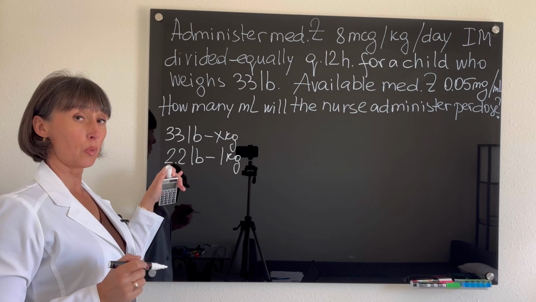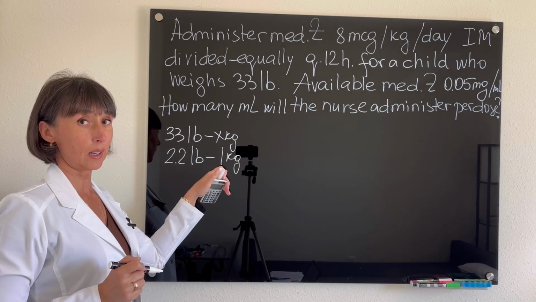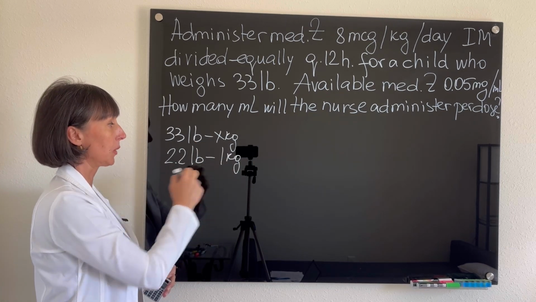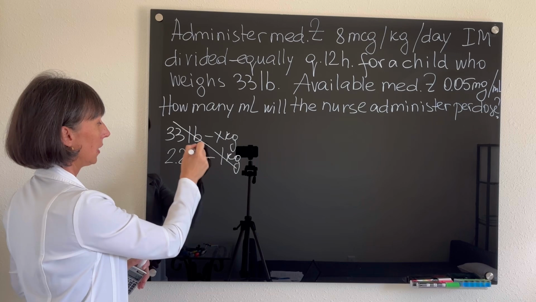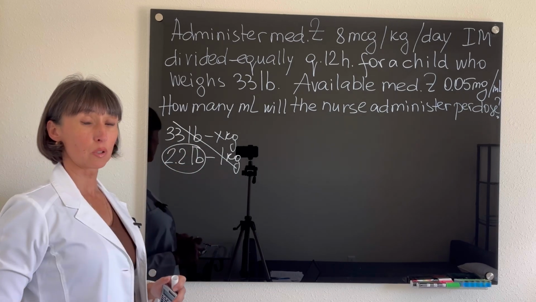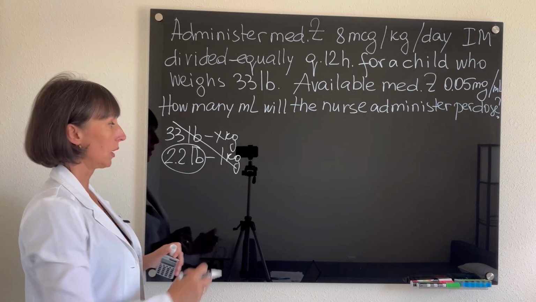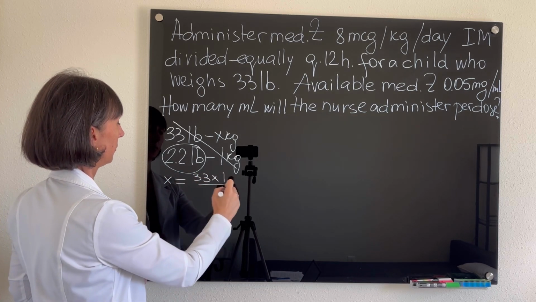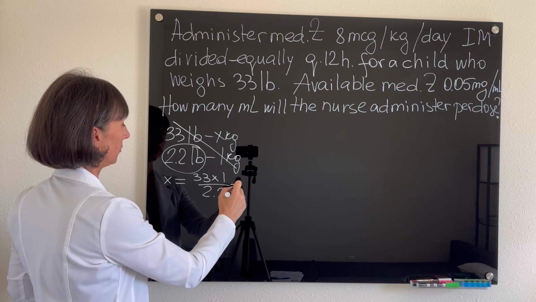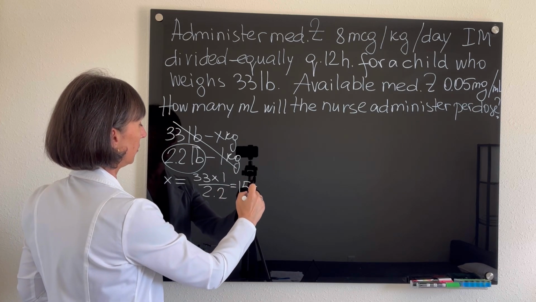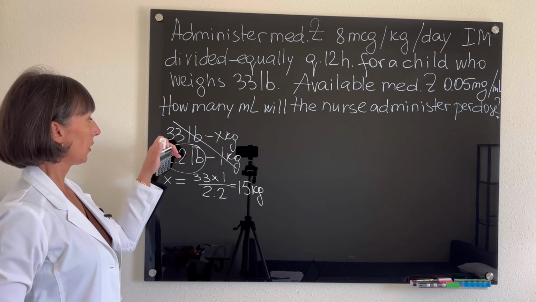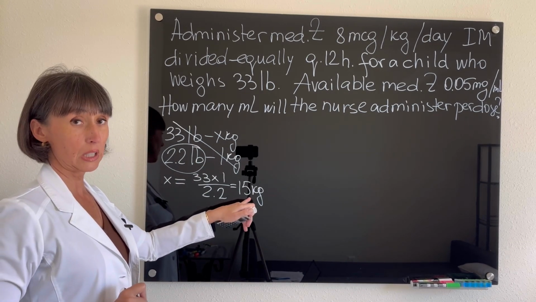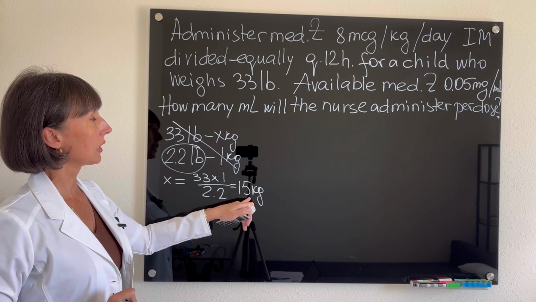But I remember that 2.2 pounds is 1 kilogram. I check if I have my pounds on the pounds, kilograms on the kilograms, and then I'm going to multiply the two numbers on diagonal and divide by the third number. And I find that 33 times 1 divided by 2.2 gives me 15 kilograms. My child weighs 15 kilograms.